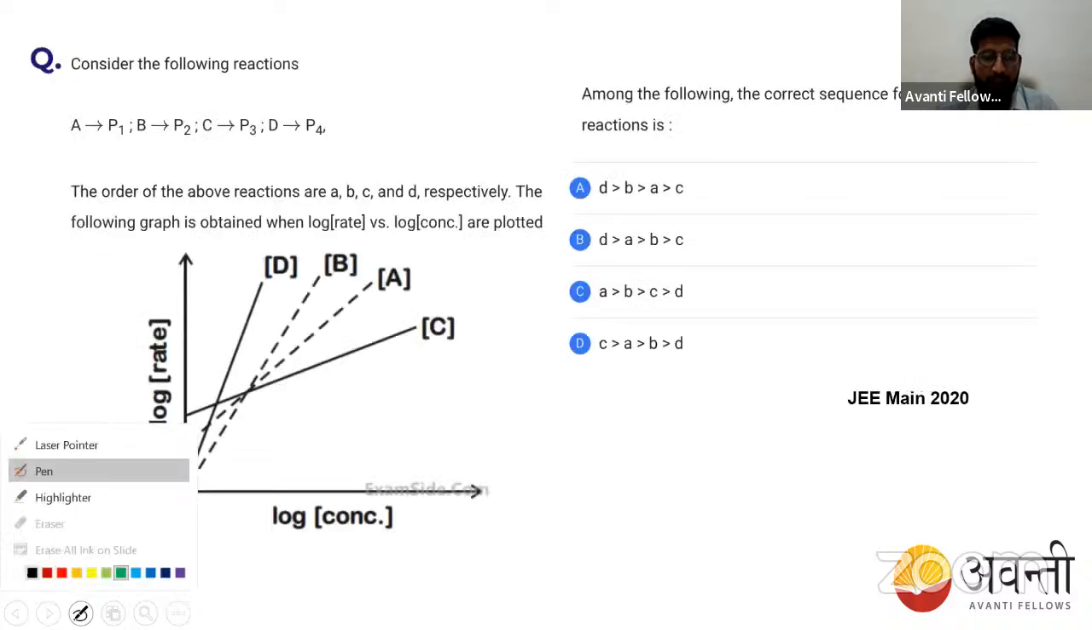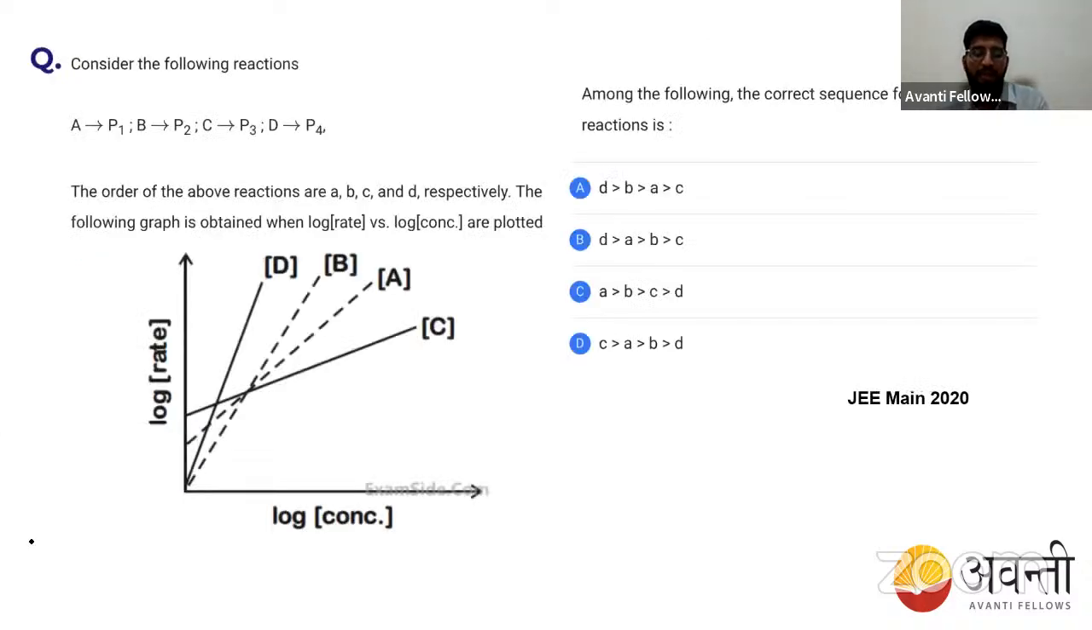Very good graph. Yeah, I can say very interesting question is there. So consider the reaction. We have 4 reactions. Reactant A gives product P1, reactant B gives product P2, reaction C gives product P3, and reaction D gives product P4. So these are the 4 reactions.